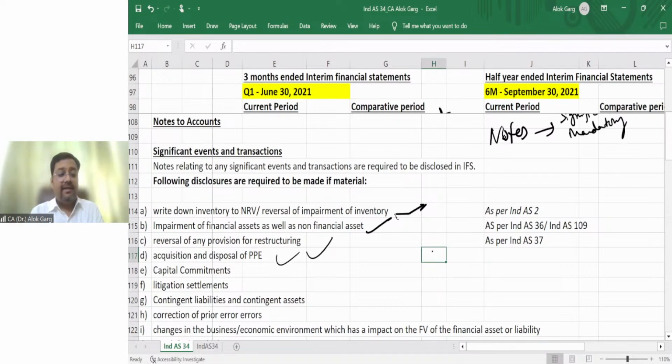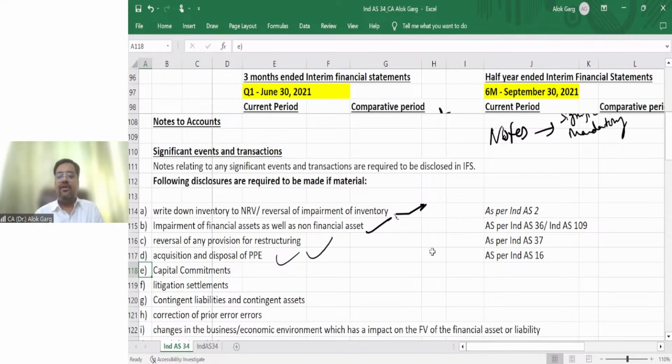What is that? That is your addition and deletion of PPE, as per Ind AS 16, property, plant and equipment. Friends, addition and deletion of PPE is required, right? Normally, what companies do, they give this entire PPE schedule, gross block, accumulated depreciation, net block in their interim financial statement as well.